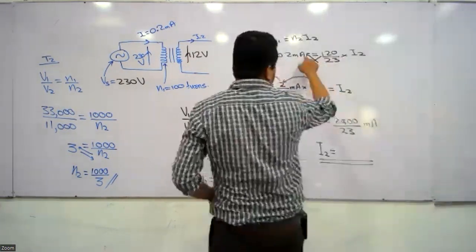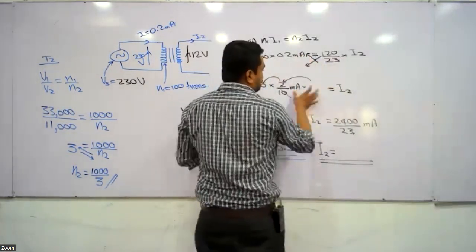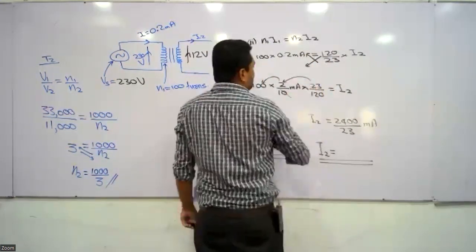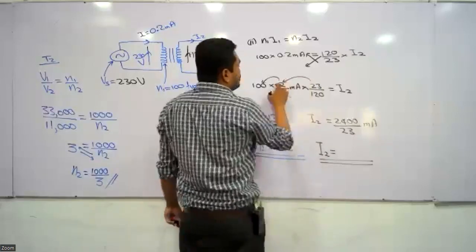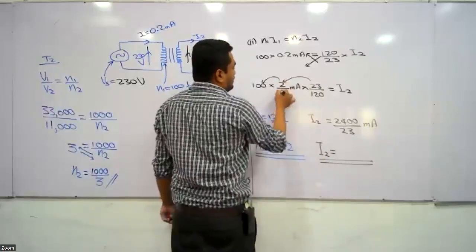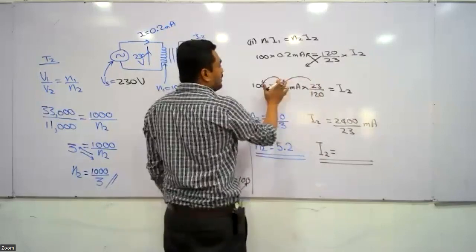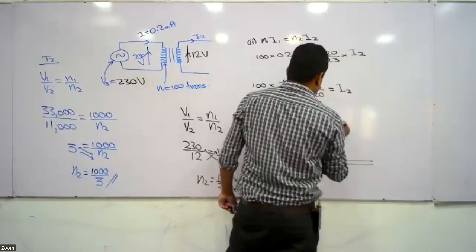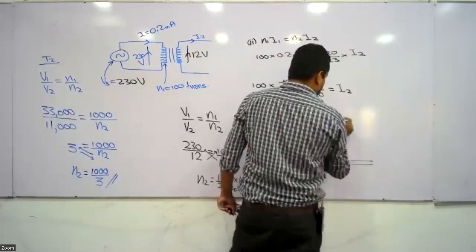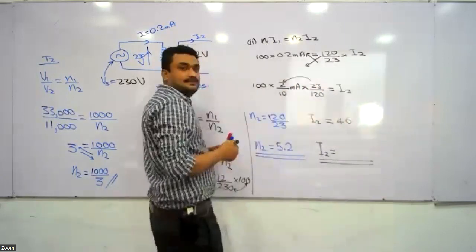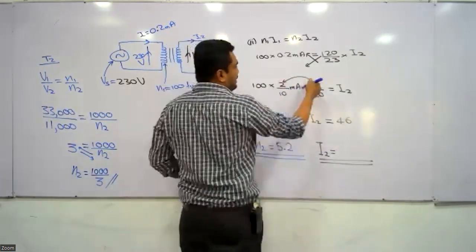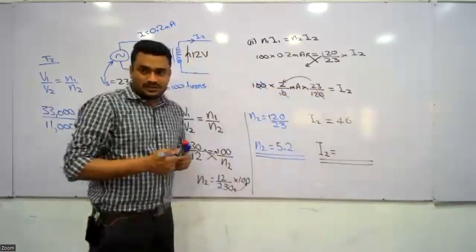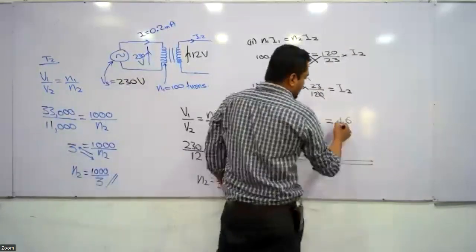That's a small mistake. 23 should come up, 120 should go down. Then 23 times 2, 46. Sorry, not 26, 46. Wait. What about the denominator? The denominator, these two zeros can be cancelled out with these two zeros, and divided by 12 will be there.